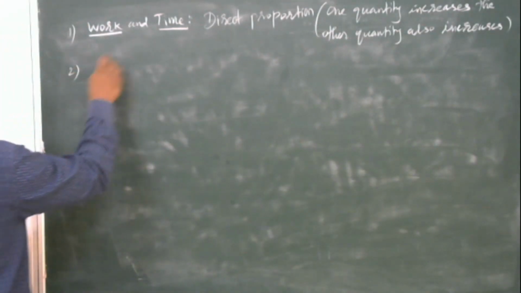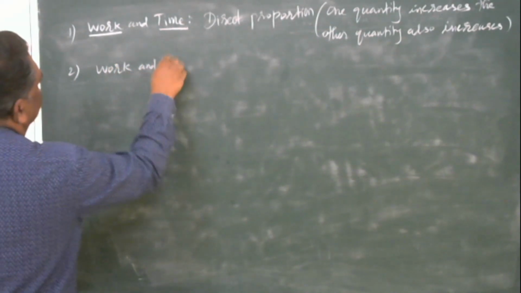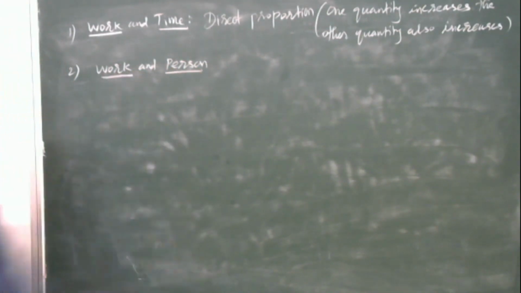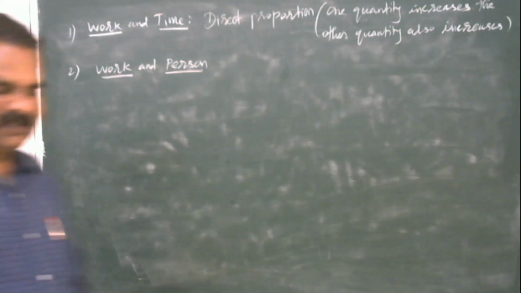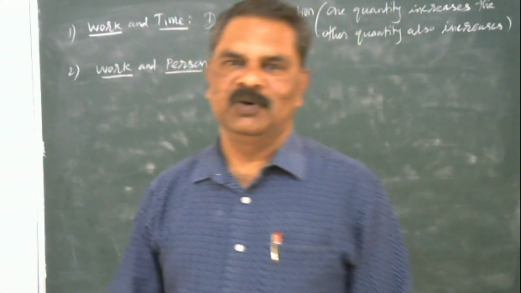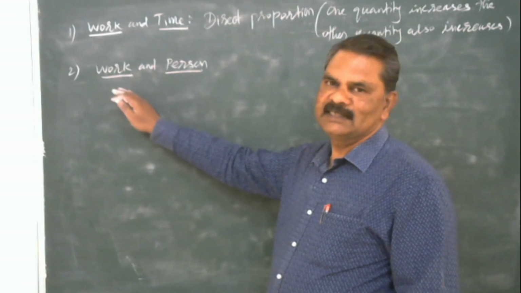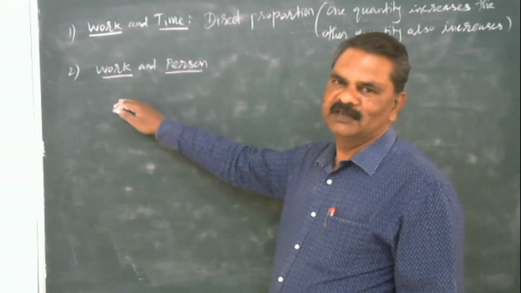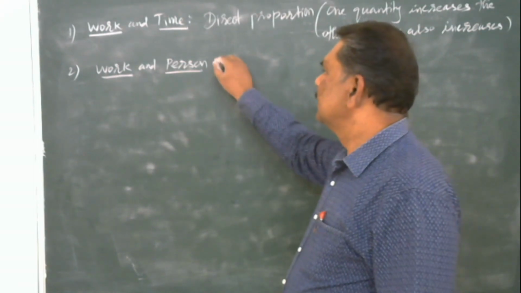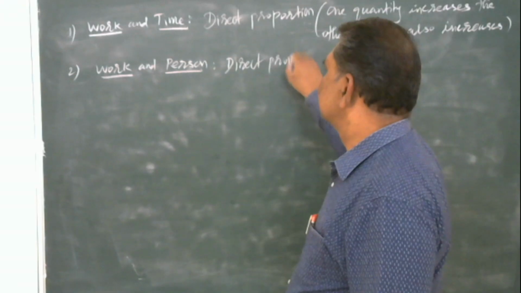Next is work and person. So I am comparing person and work. Less work, less number of people. More work, more number of people we need. Correct? If the work is less, few people can do it. If the work is more, we need more number of people. Again, these two are in direct proportion.